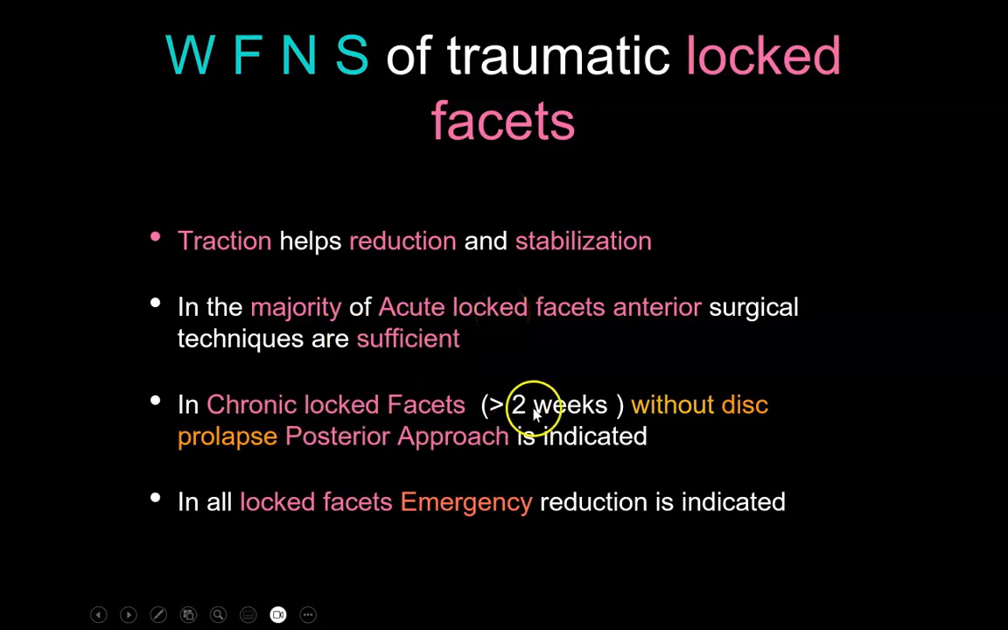But in chronic locked facets, where the patient comes after 2 weeks, and there is no disc prolapse, again, no disc prolapse, you can do the posterior approach. And you ask, why posterior? Because to unlock the facet with a McDonald or a dissector. And you should always know locked facet is an emergency reduction, indicated in cases of traumatic locked facets. There is a difference between locked facet, dislocated and subluxated facet. Locked facet means complete dislocation to the extent that I cannot reduce it.